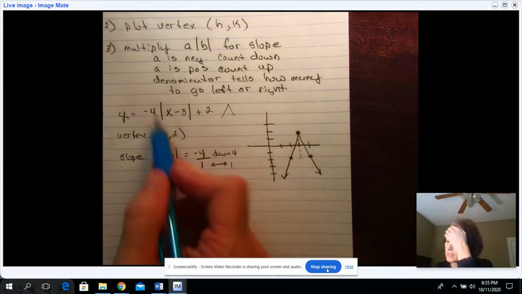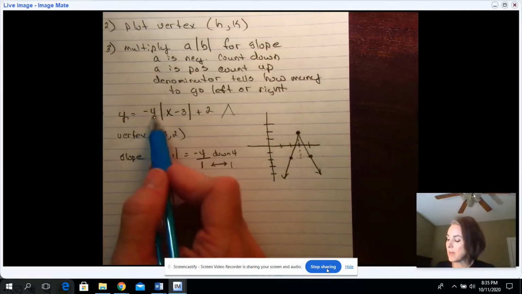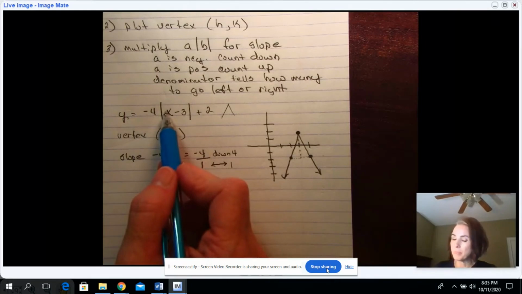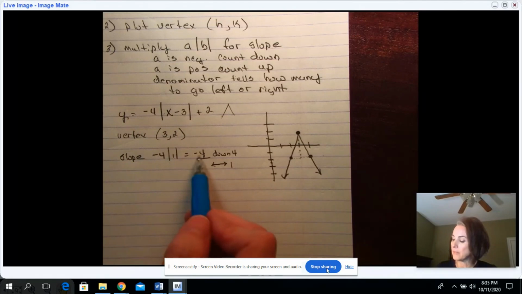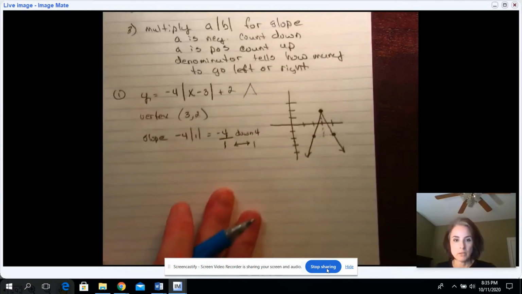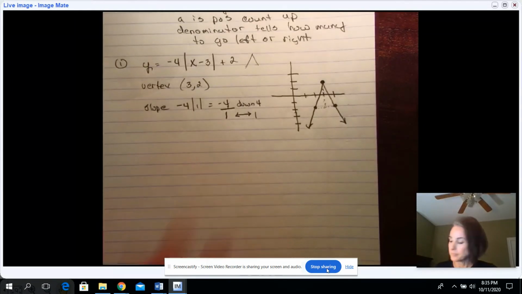So whatever A is, positive or negative, you're using that. If there's a B there, positive or negative doesn't matter. You're taking the absolute value of B. So in this case, it's -4 times the absolute value of 1, which is -4. Slope needs to be a fraction, a rise over a run. So we're going to go down 4 and left and right 1. So that's the first one.